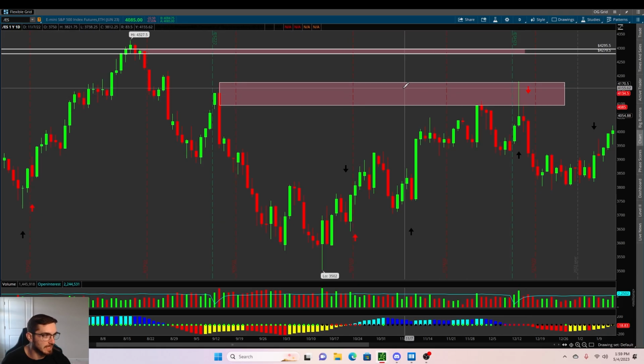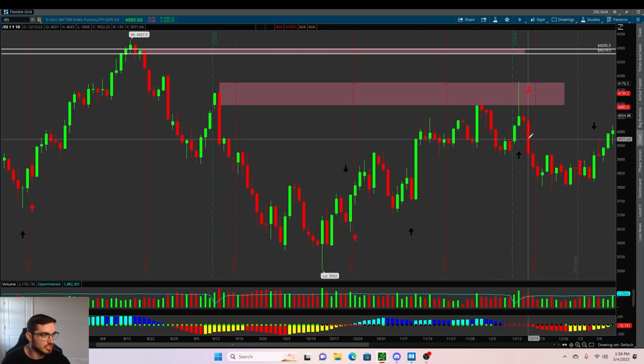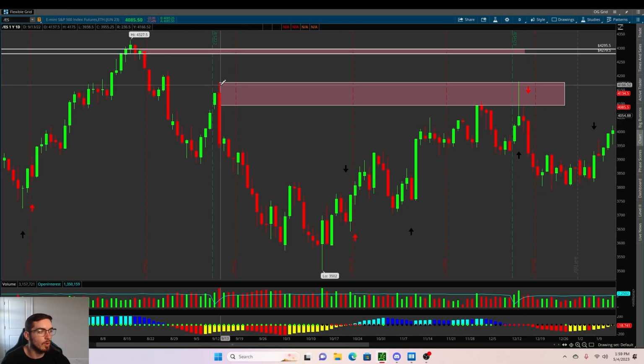So as we see with ES, it came right up into daily supply right here, and it ended up rejecting to the downside. So again, we had that small bodied green candle before the large aggressive move down.